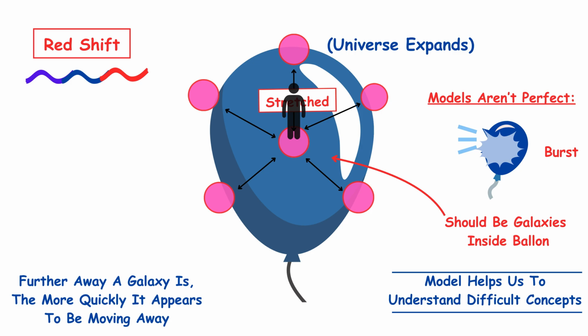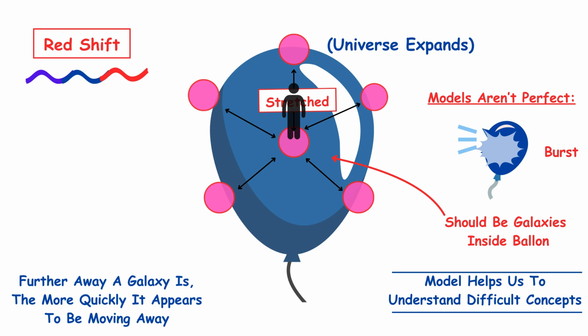However, whenever we use models like this, we must remember that no model is perfect. For instance, balloons can only stretch so far before they burst, whereas our universe is not expected to burst. Also, if the balloon truly represented the universe, then galaxies would exist throughout the inside of the balloon, not just on the surface. Despite these limitations, we continue to use such models because they are helpful in explaining and understanding complex scientific concepts that might otherwise be difficult to grasp.